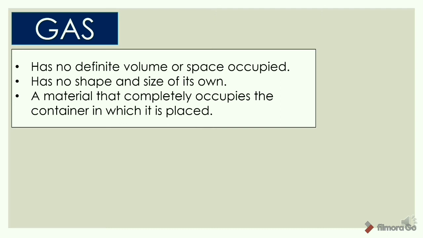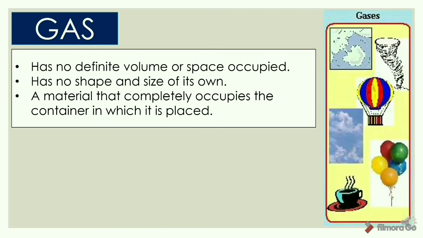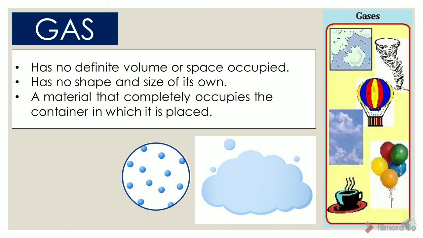For example, air. The air is around us because it occupies all the available space surrounding us. Another example is the helium we use to inflate the balloon. Once the gas enters the balloon, it gradually increases its size because the helium occupies the available space inside it.